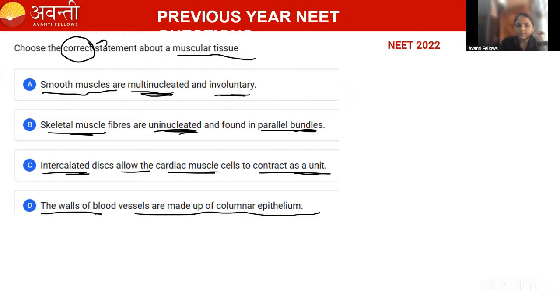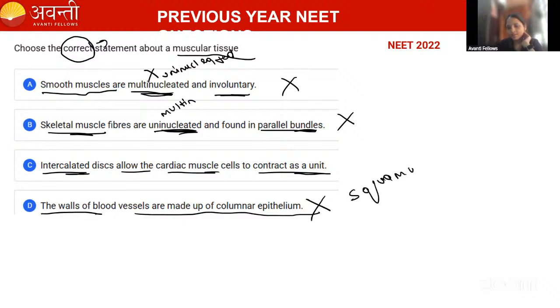See here, smooth muscles are multinucleated. No, these are uninucleated. Yes or no? Uninucleated. That's why it is wrong. Then coming to the skeletal muscle fibers being uninucleated. No, these are multinucleated. That's why it is wrong. Then coming to option D, the walls of the blood vessels are made up of columnar epithelium. No. Which epithelium is it made up of? Squamous epithelium. Right. The correct answer is option C.